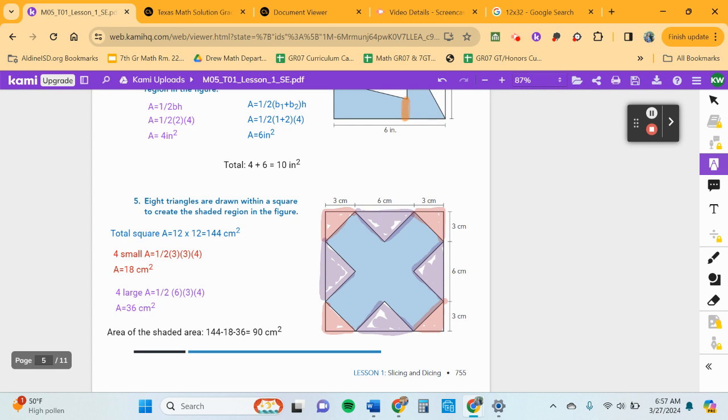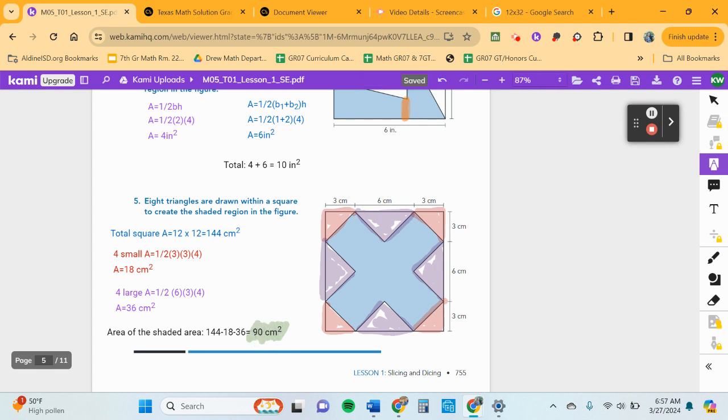And then for the larger triangles in purple, the base was 6 and the height, again, was 3. So 1/2 times the base times the height times 4 triangles gives you 36 centimeters squared. When you take those triangles away from your total square, you get the area of the shaded area is 90 centimeters squared. And that is your final answer.